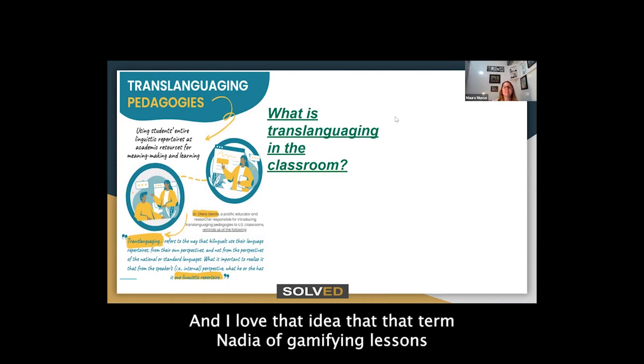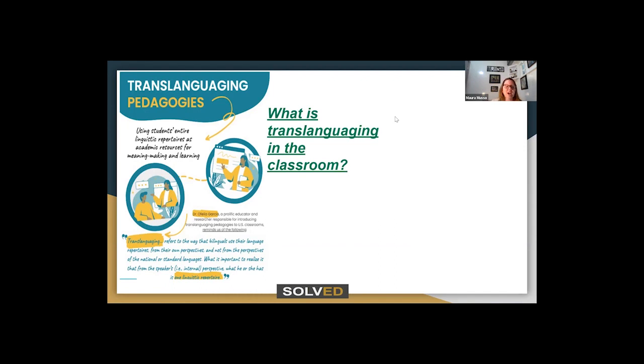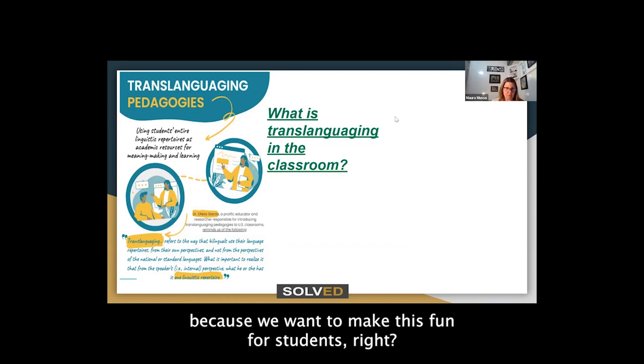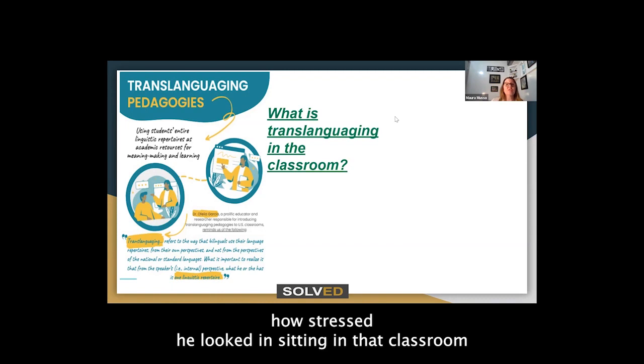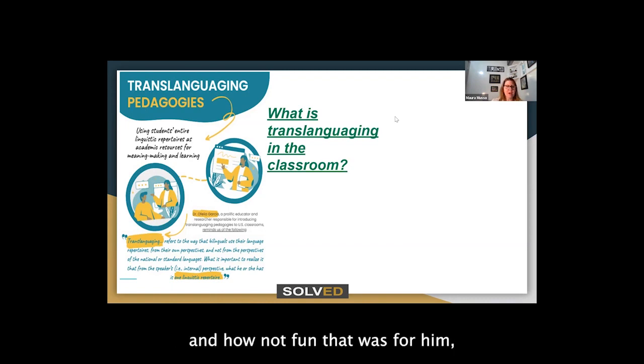And I love that idea, that term, Nadia, of gamifying lessons, because we want to make this fun for students, right? If we think back to Moises and how stressed he looked sitting in that classroom, and how not fun that was for him, why would we want to do that every day? So yeah, gamifying lessons to get them more engaged. I love that idea.